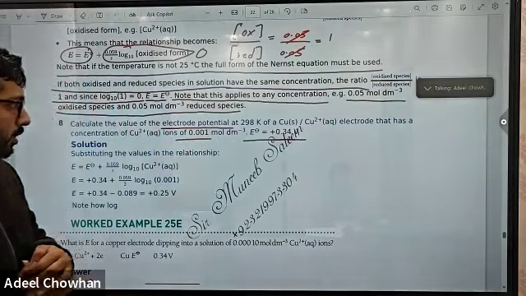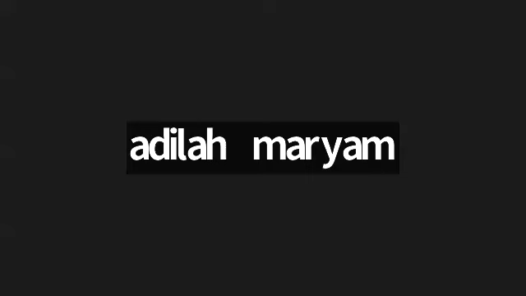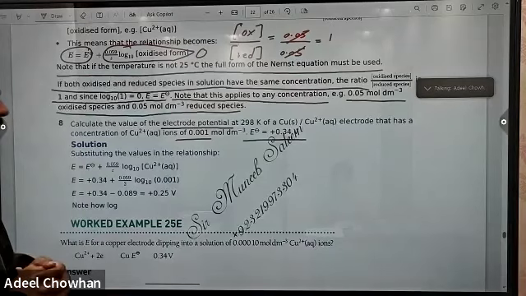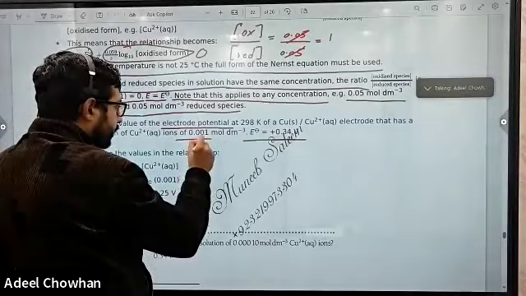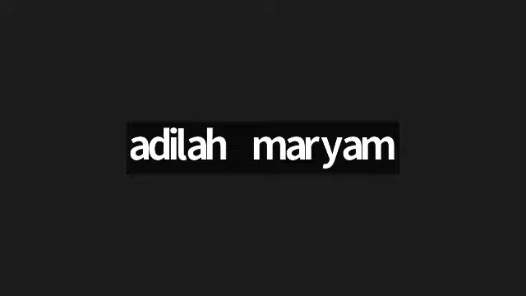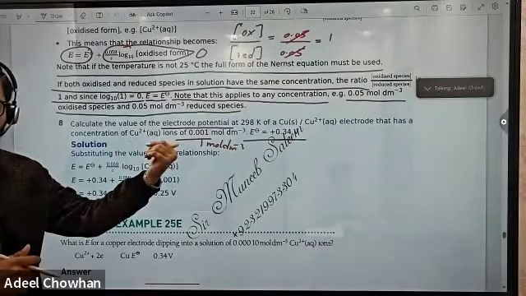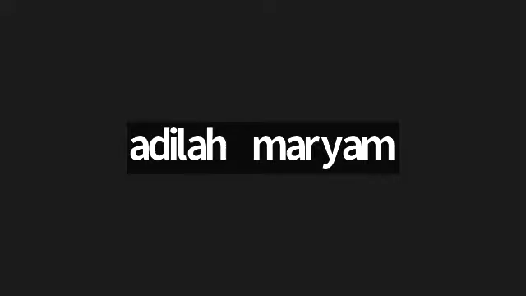Adila, what's the standard condition in terms of concentration? What's the standard condition of concentration in the electrolysis? We discussed this yesterday as well. 1 mole per dm cube. Okay. So here the concentration value is different, which means we are supposed to find the E value using the Nernst equation.